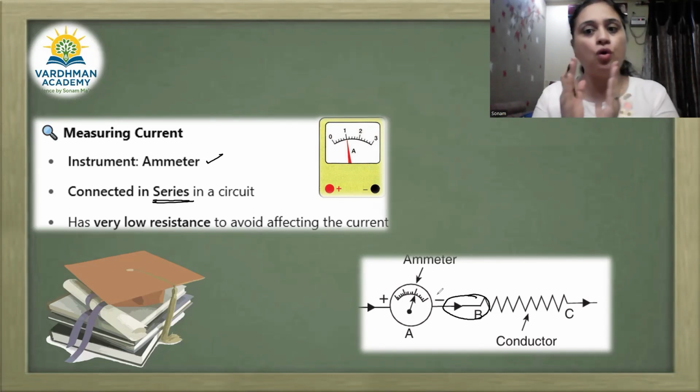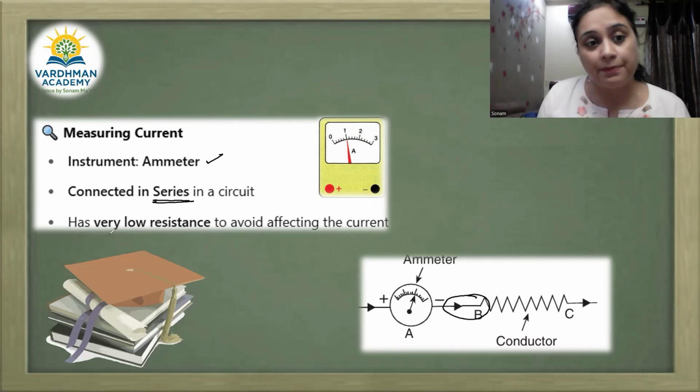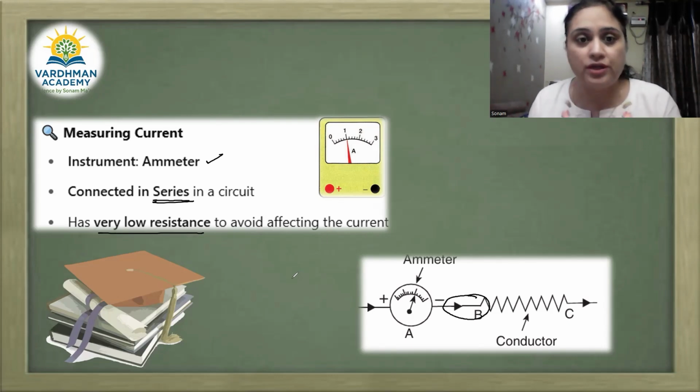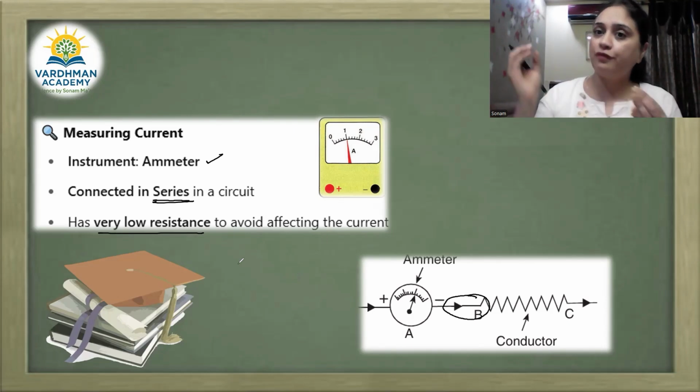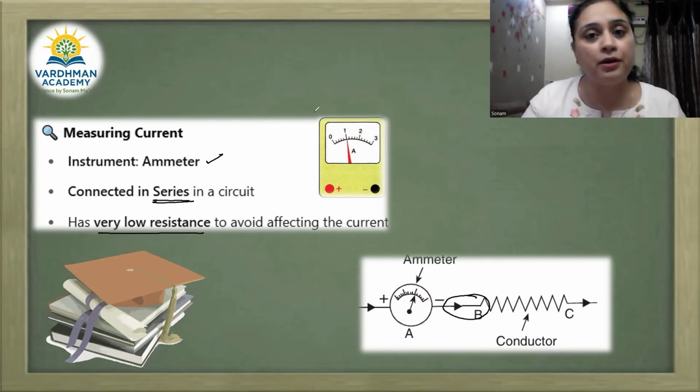जब आप एमीटर को कंडक्टर से कनेक्ट करते हैं तो आप किस कनेक्शन में करते हैं? सीरीज में. आप रेजिस्टेंस कैसा लेते हैं आप हमेशा? इट ऑलवेज हैज अ वेरी लो रेजिस्टेंस so that maximum amount of current can flow through it and the ammeter must give the accurate readings.